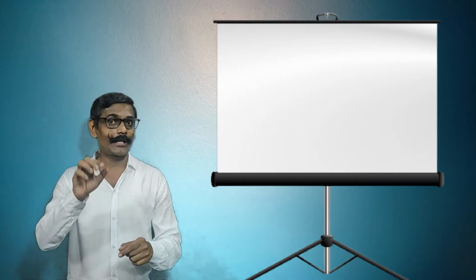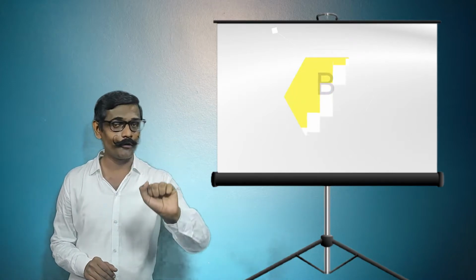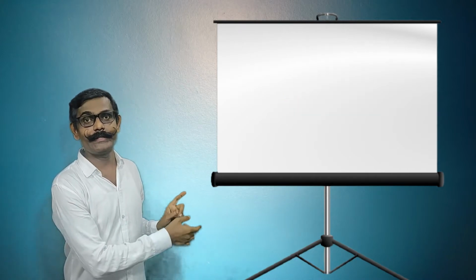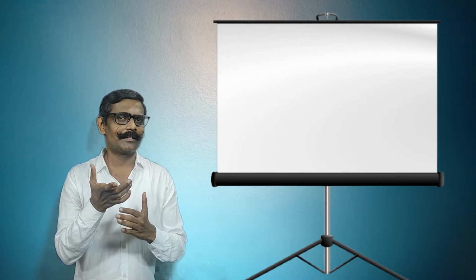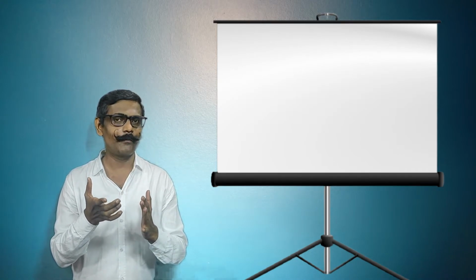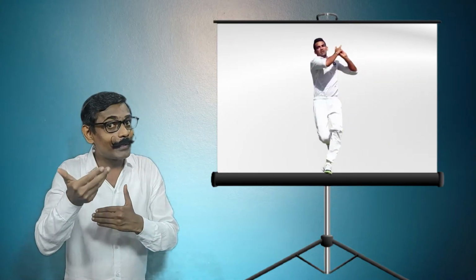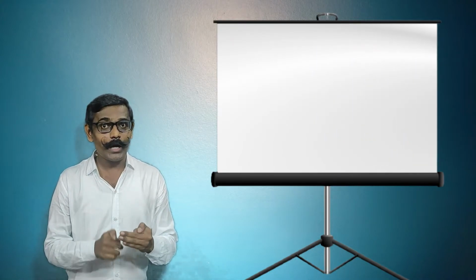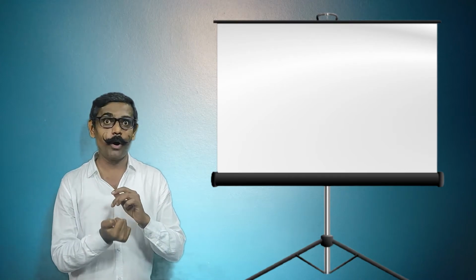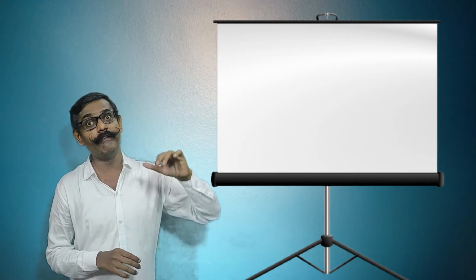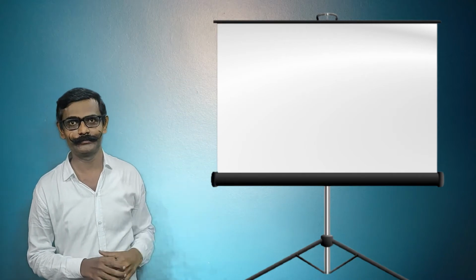Now the element with atomic number 5 is boron. For 5, consider the image of C, sea. And for boron, consider a player from cricket, bowler. Now how will you prepare a story? You are the bowler and you bowl the ball so wide that the ball went in the sea.